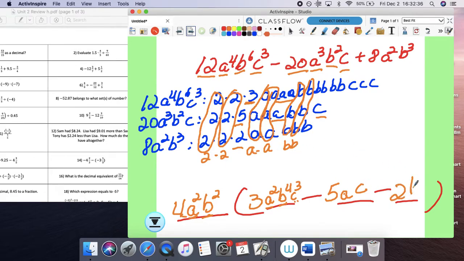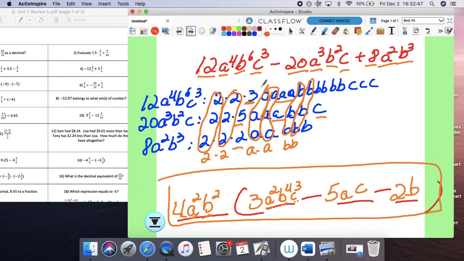and a B. 4 times 2 is 8. Check. A squared is over here. Check. B squared times B is B cubed. And that's it. So this is this polynomial factored. All right.